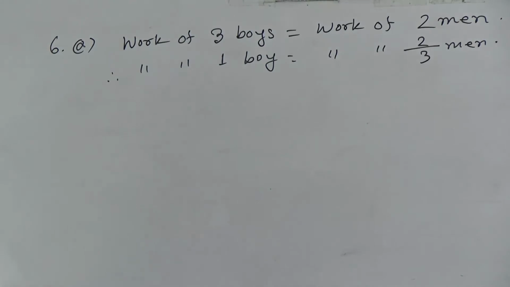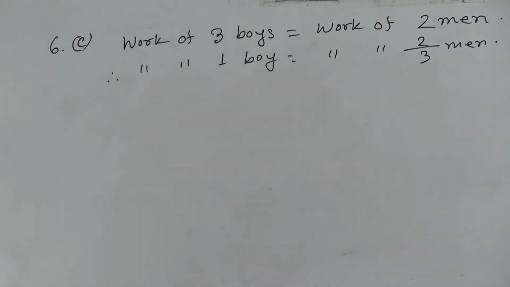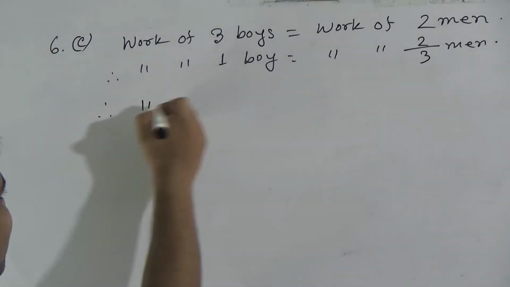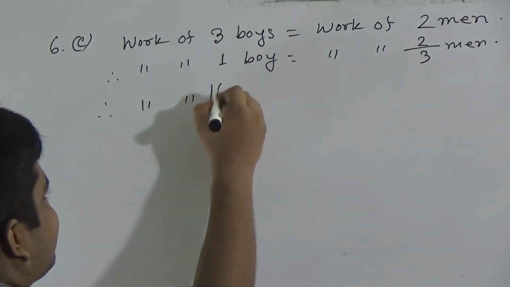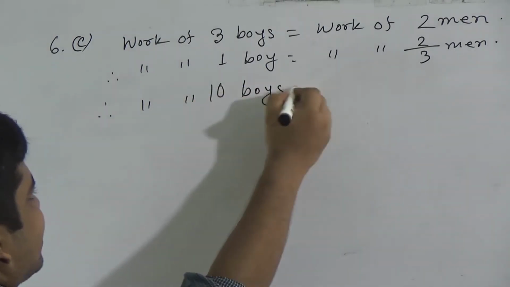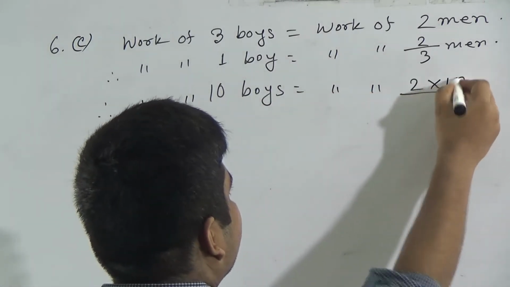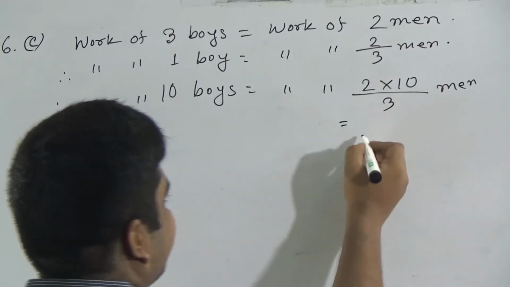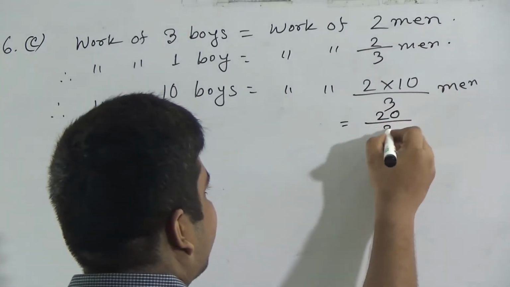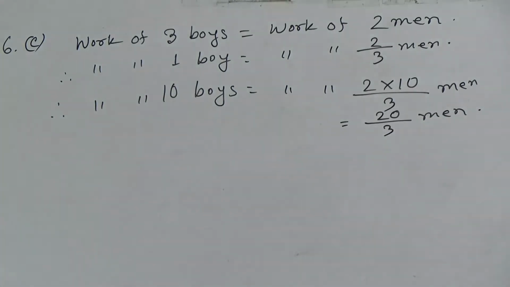Okay, my dear students, it will be question number C. Again, therefore work of 10 boys equal to work of 2 multiplied by 10 divided by 3 men. After that we get 20 by 3 men. I hope you have understood.